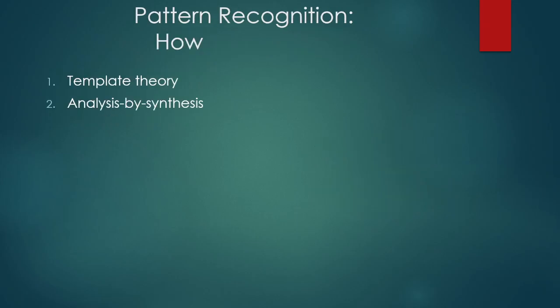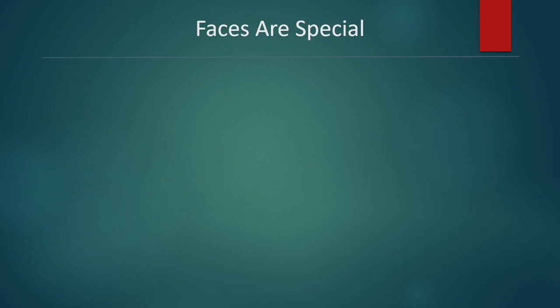So let's jump into another explanation for how you recognize patterns. This one's called analysis by synthesis. And one of the things I'm going to start off with is how faces are really a special case of object recognition. And when you are interpreting a face, you are synthesizing. You're not looking at every single individual element on that face. You're looking at an overall impression of the face.